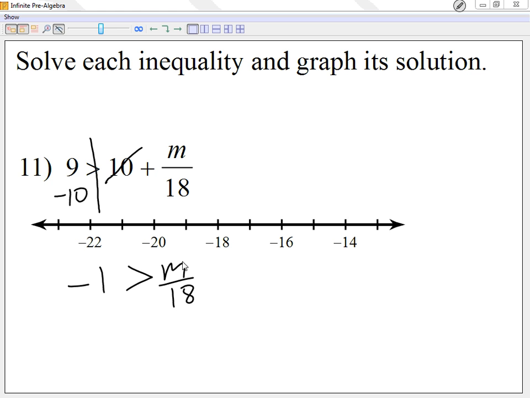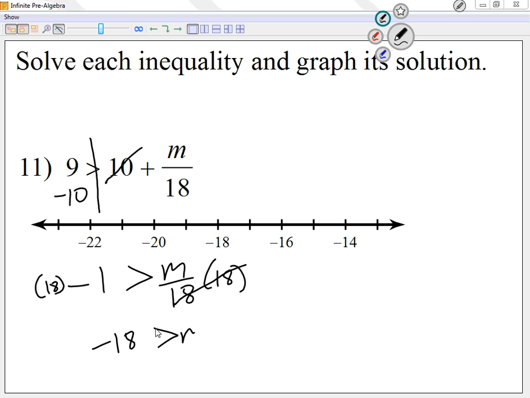Now trying to have the letter by itself, I see division. The way I'm going to undo a division, I'm going to multiply both sides by 18. Because that way, 18 divided by 18 is 1, so it goes away. So I'm going to have negative 18, right, because I multiply those out. Negative 18 is greater than m. I know I told you guys that every time we multiply or divide by a negative, we flip the sign. I did not flip it because I technically multiplied by positive 18.